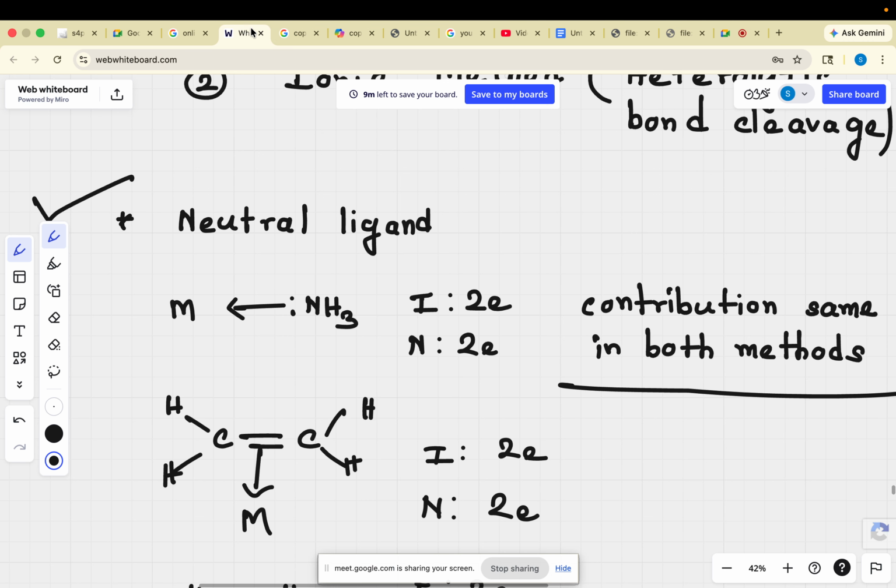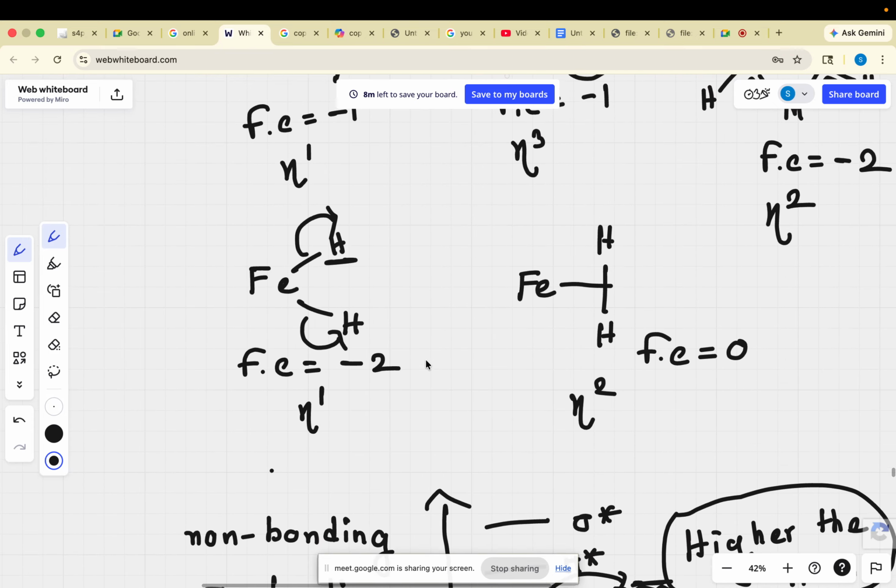Okay, fine. So what I am saying, if you have a neutral ligand, then the contribution in both the methods will be the same. Suppose you have any lone pair containing molecule, lone pair means 2 electrons. So in ionic method and neutral method, both the methods it will donate 2 electrons.